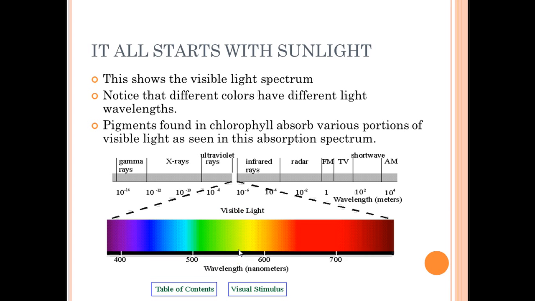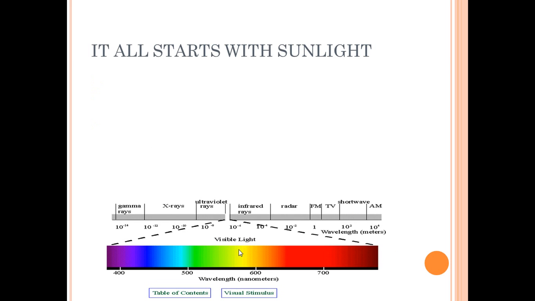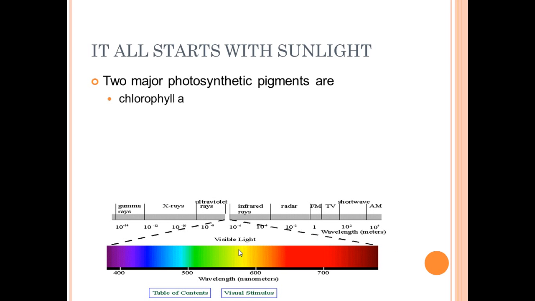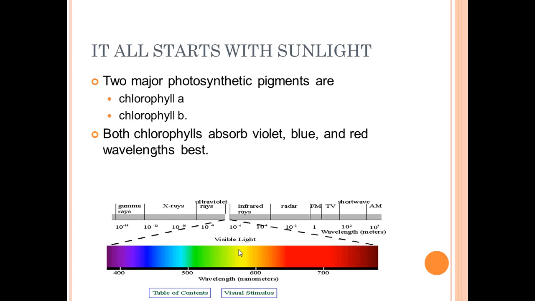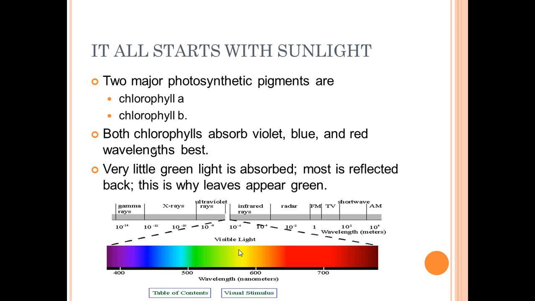Pigments found in chlorophyll absorb various portions of visible light as seen in this absorption spectrum. The two major photosynthetic pigments are chlorophyll A and chlorophyll B. Both chlorophylls absorb violet, blue, and red wavelengths best, which means they are reflecting the color that we see. Very little green light is absorbed, most is reflected back, which is why it appears that we are seeing the green leaf.